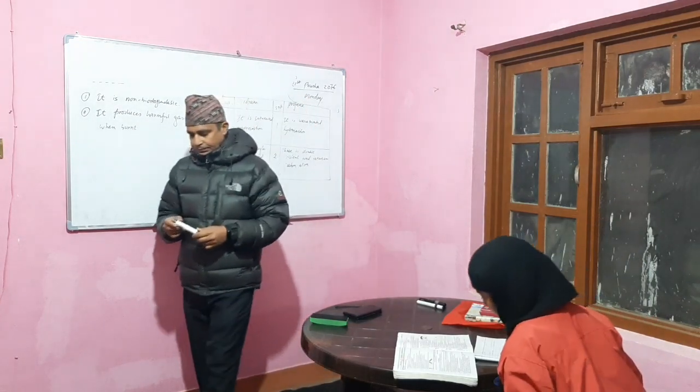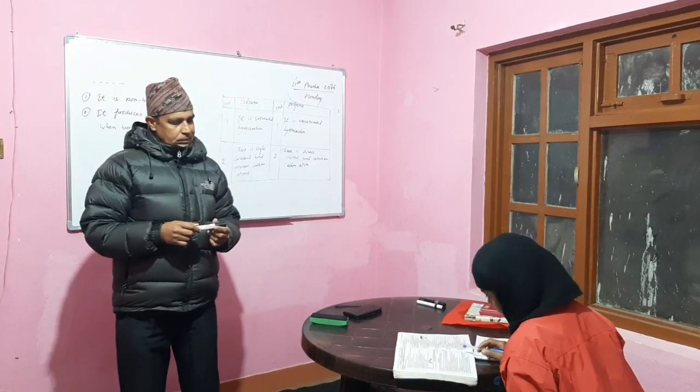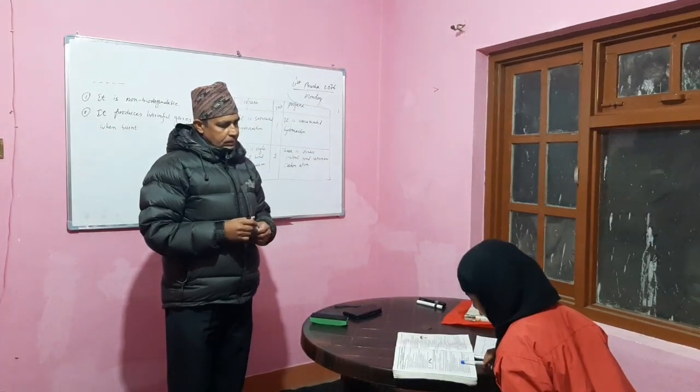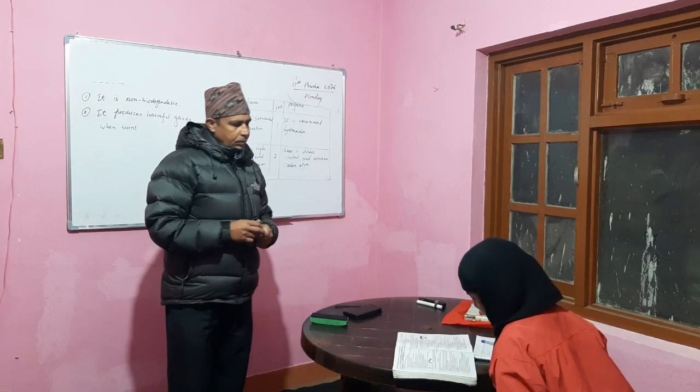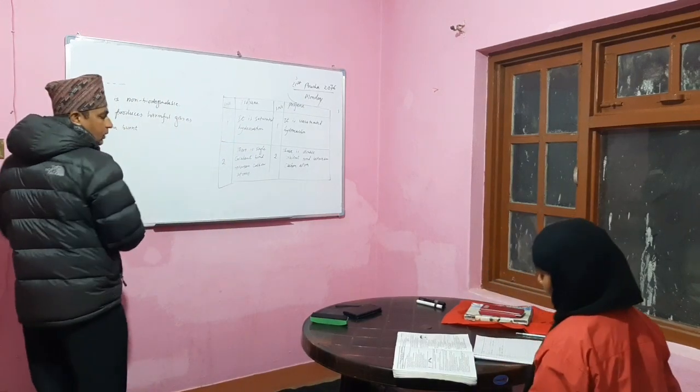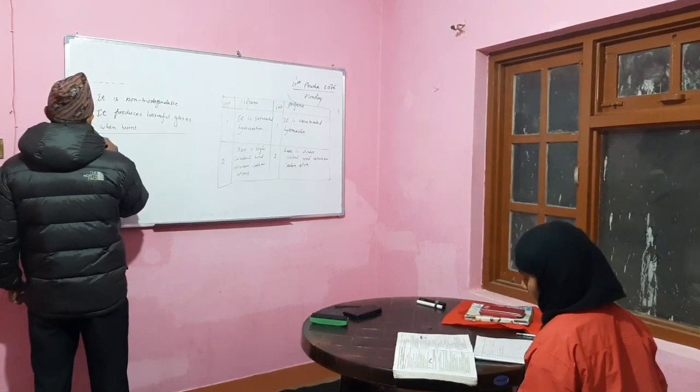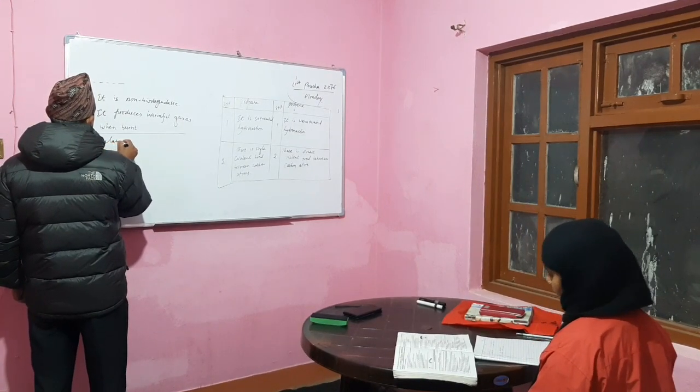Next question. The next one. Give reasons. Pituitary gland is called master gland. Why is pituitary gland called master gland? One, only one? 2 points. 2 points. Pituitary gland is called master gland.